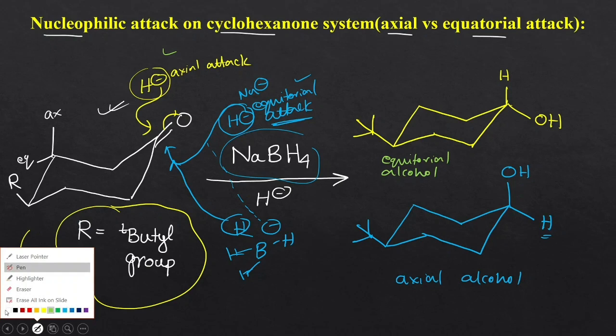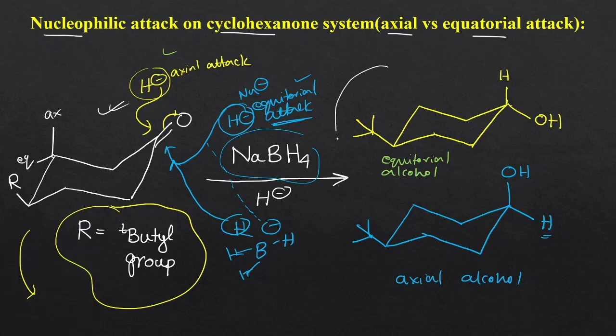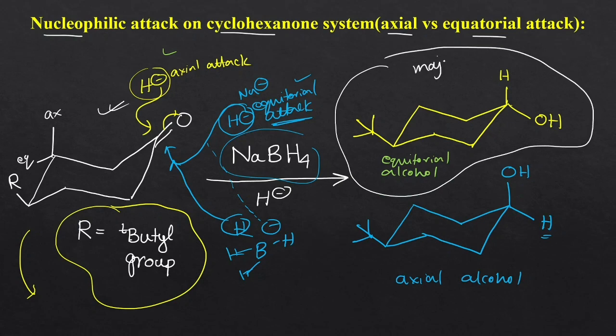Experimentally it is observed that this one, that means the equatorial alcohol, is the major product. Now some of you can argue that if we compare the stability of the product, this OH obviously is a bulky group, so it will try to occupy the equatorial position, so it's obvious that the reaction will end up with the major quantity of this molecule. So this can be explained on the basis of the stability of the product.